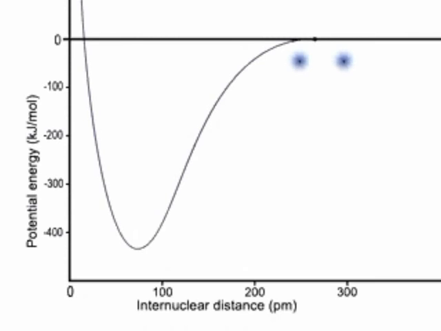When the H atoms are far away from each other, we designate the energy as 0. As they move closer together, they attract each other more and more, and the energy decreases to a minimum. At this point, a stable hydrogen molecule is formed. If the nuclei come any closer, the energy increases rapidly as nuclear and electron repulsions take over.